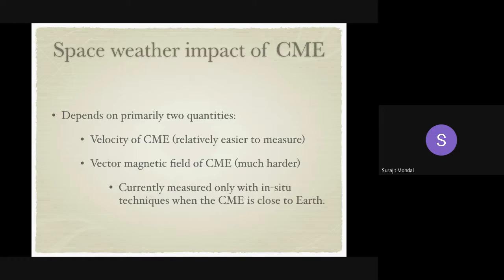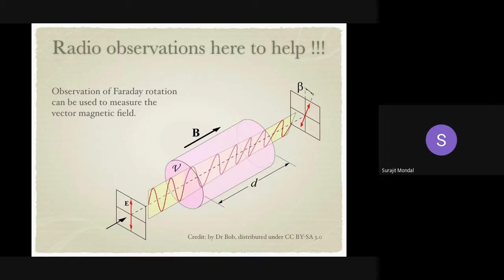But we really want to measure the vector magnetic field of CME in a remote manner. Now, the radio observations can be very helpful to do this. It is done using the Faraday rotation measurements. So what is Faraday rotation? Imagine this is a magnetized medium. Now, when linearly polarized light passes through this magnetized medium, the plane of polarization changes. By measuring this difference between these two angles, and if we know the density of this medium, can get some idea about the vector magnetic field of this medium.